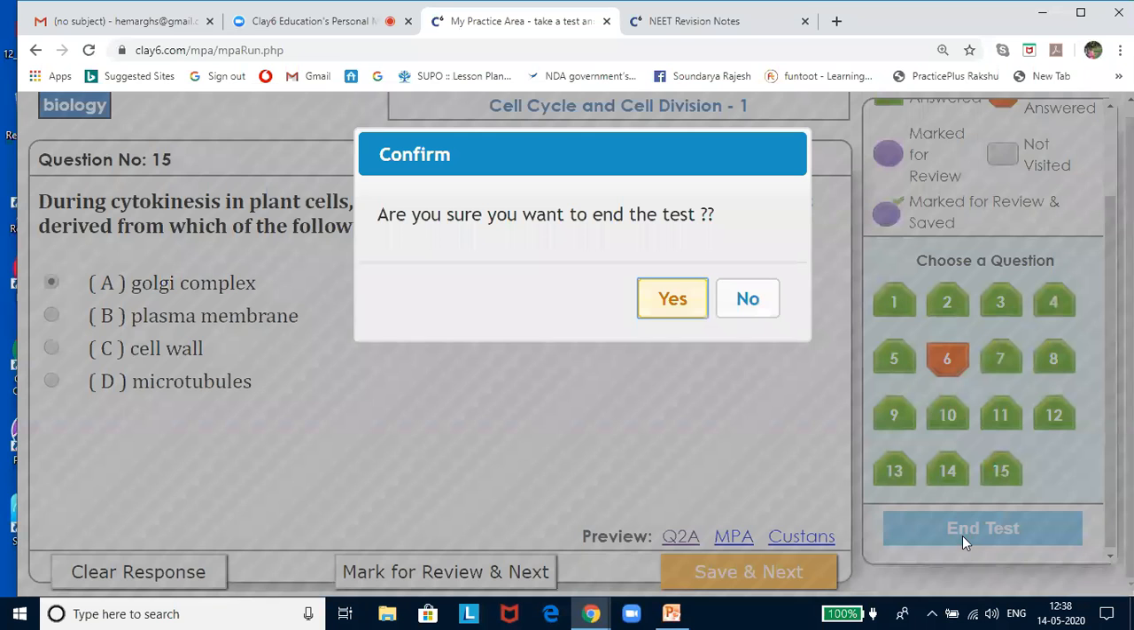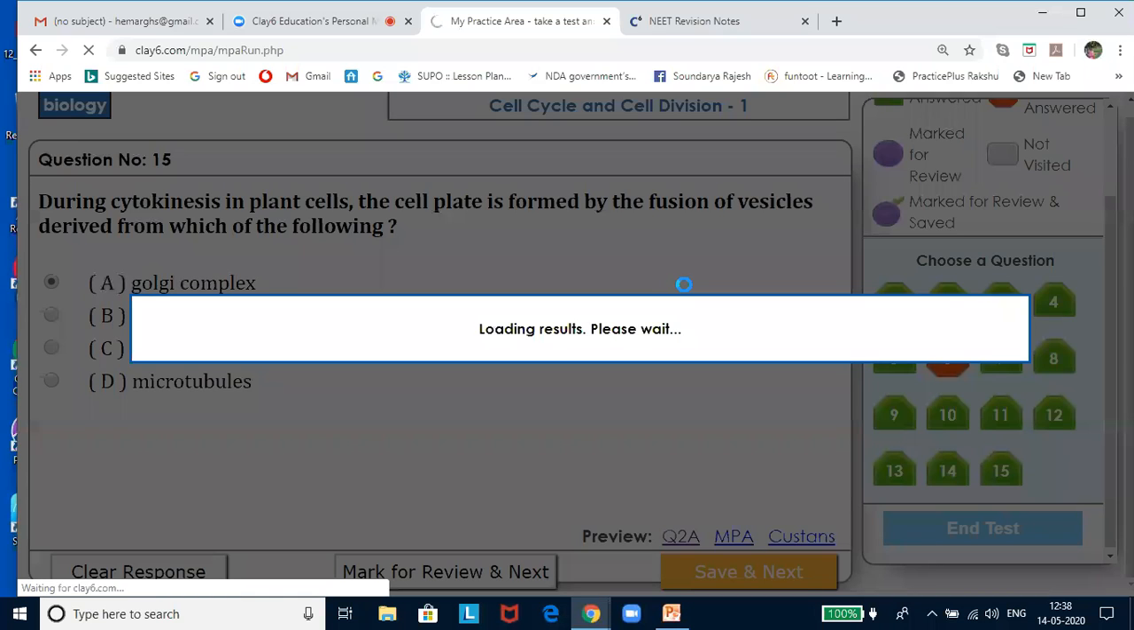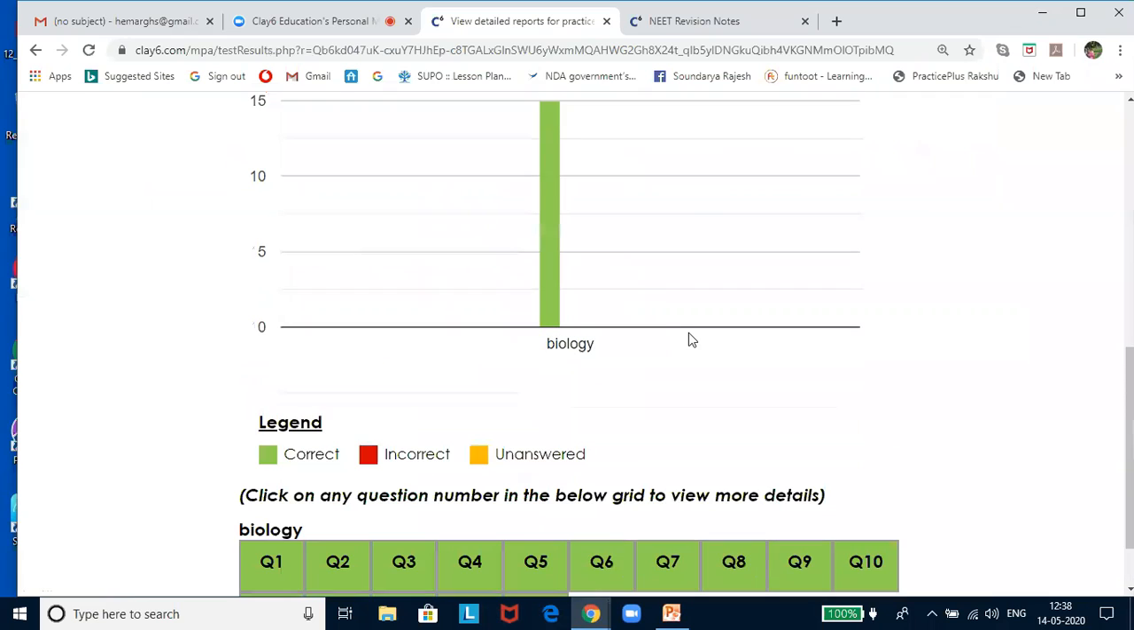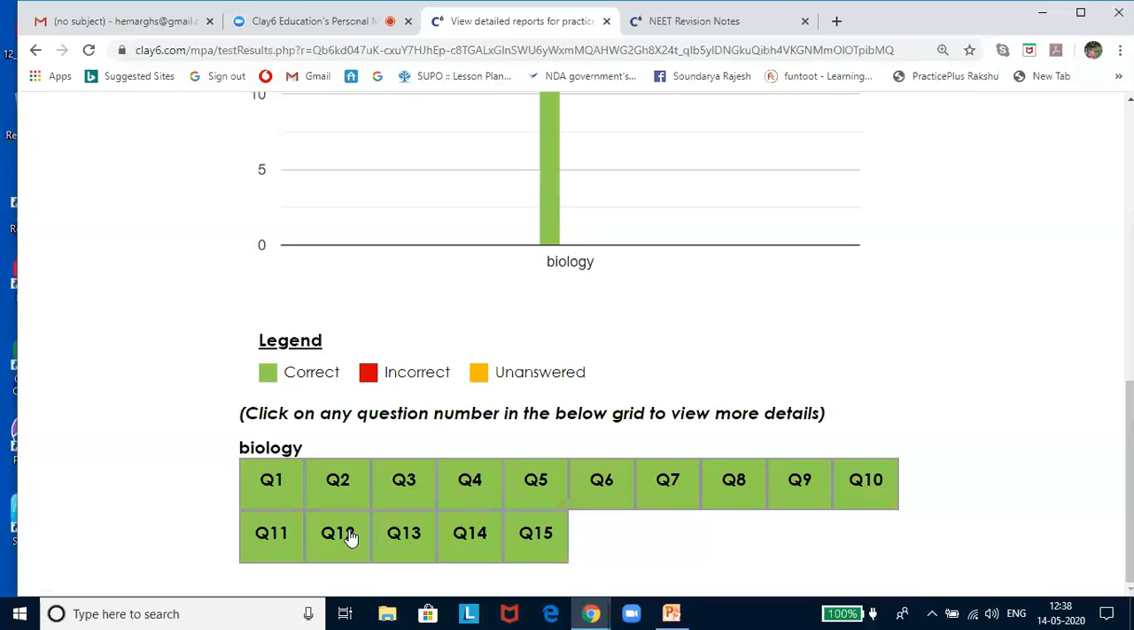Now I'm going to end the test. Yes. So I have scored full marks. Again, if everything is correct, you will get a green in the legend. If it is red, that means it is wrong. When you click on that, it will show your answer and also the correct answer in green, and that will help you to identify your mistake. And also an explanation is given below so that you can understand why you went wrong. And if you have not attempted the question, it will appear yellow so that you can attempt it later.